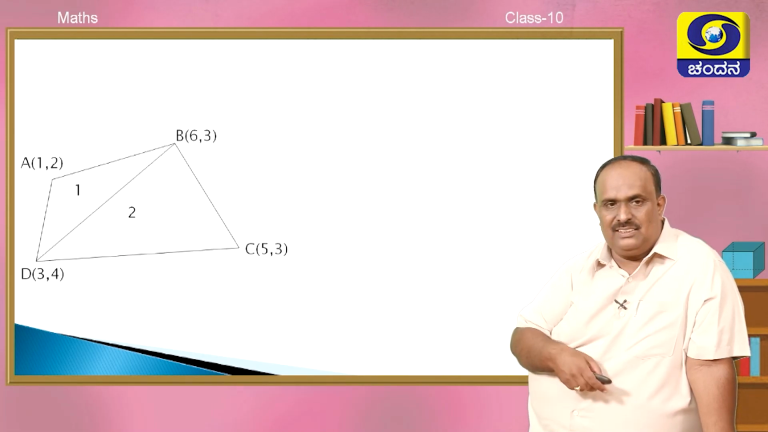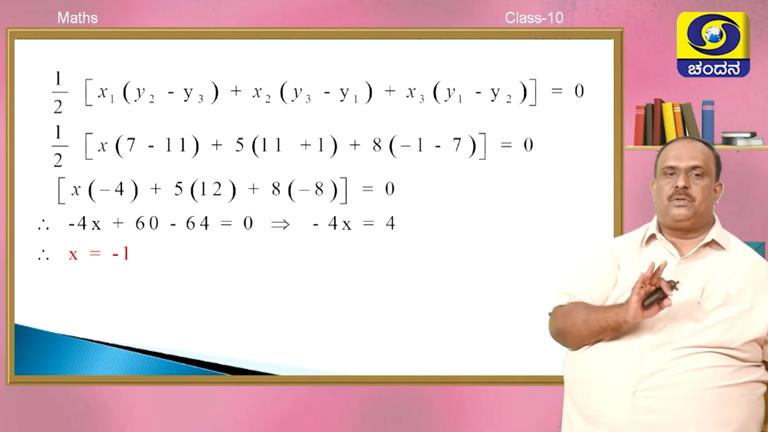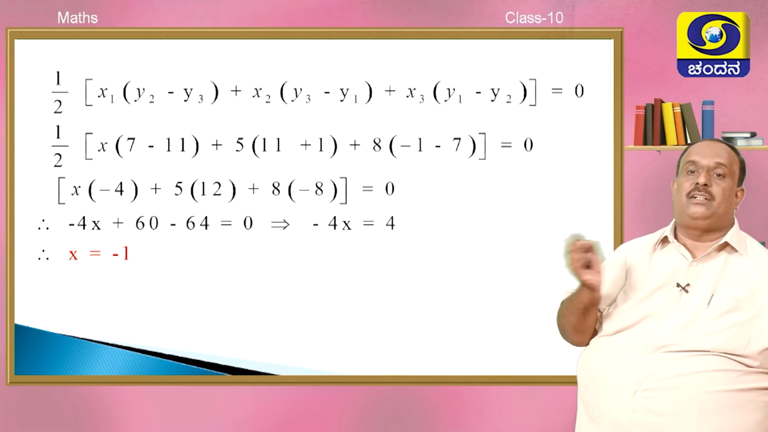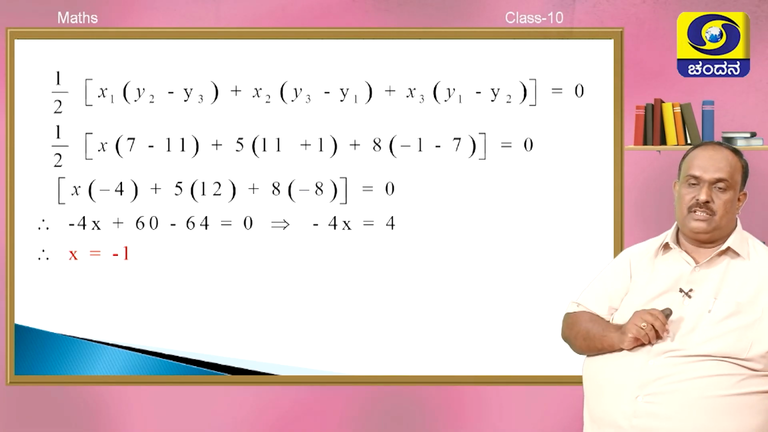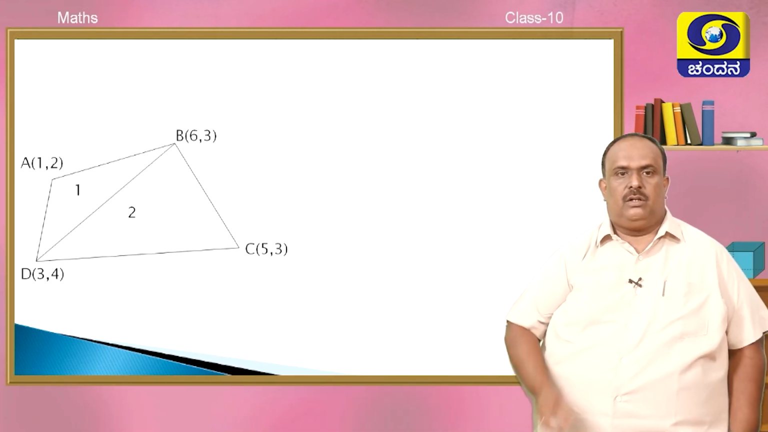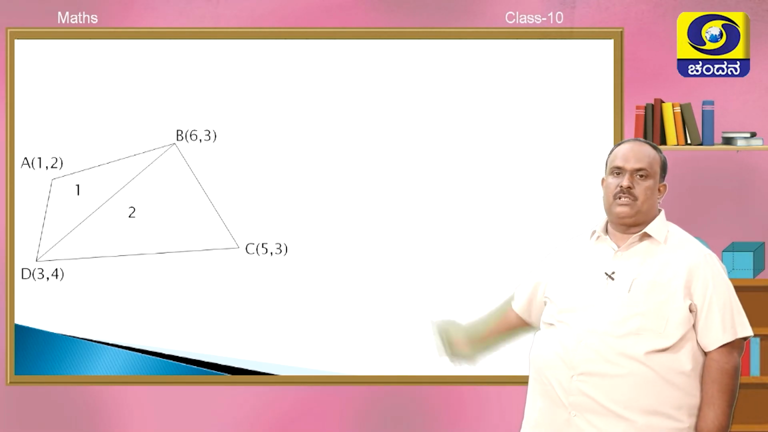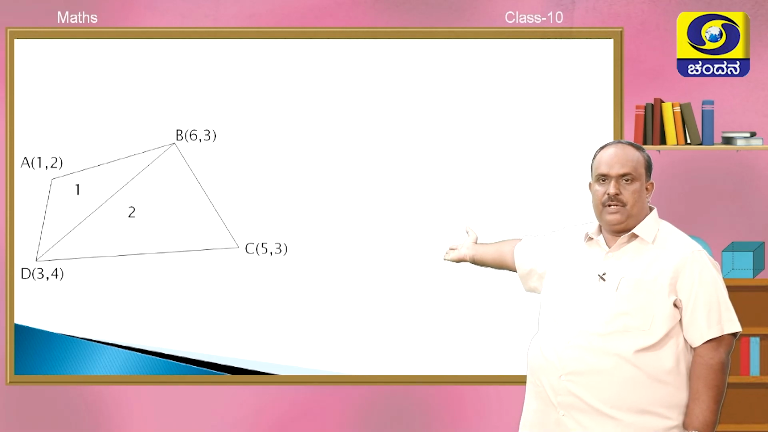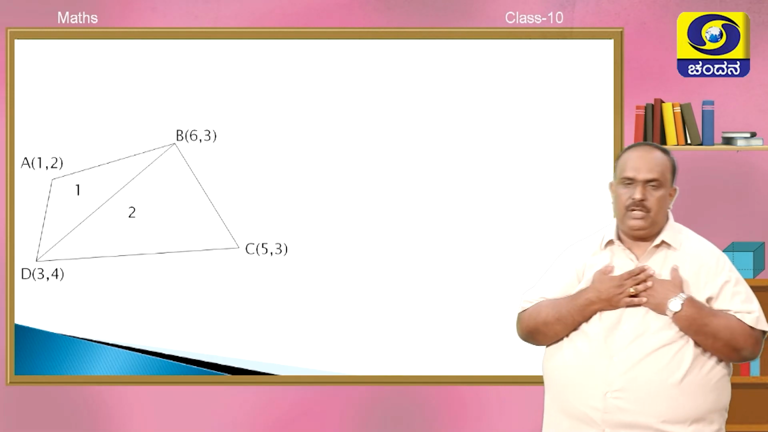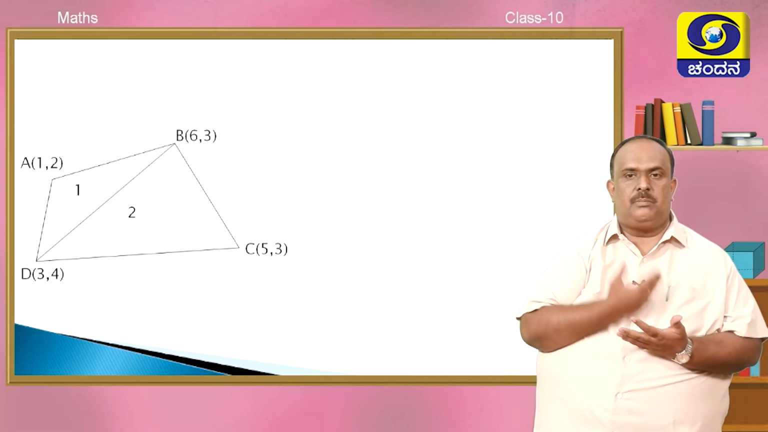Oh sorry, they have asked you to find the value of x. In case they ask you to write the point also, substitute the value of x in A. I have got a quadrilateral, right? What is A? 1 comma 2. What is B? 6 comma 3. What is C? 5 comma 3. What is D? 3 comma 4. We want the area of this quadrilateral A, B, C, D.